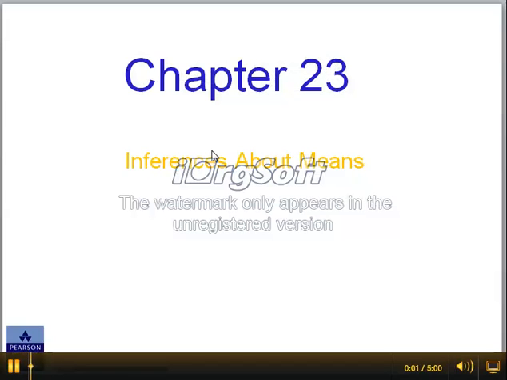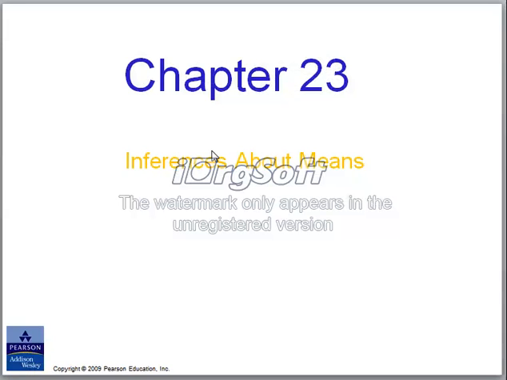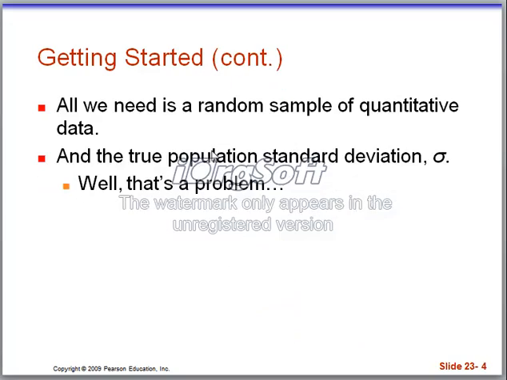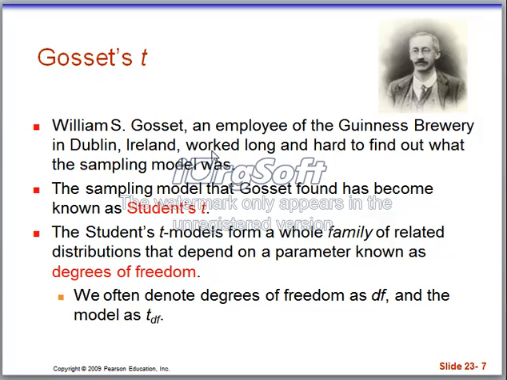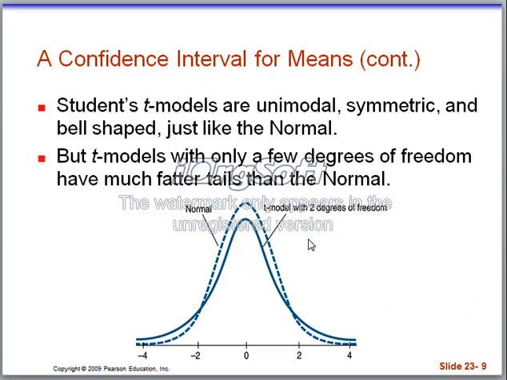This is chapter 23, Inferences about Means. And what we need to understand here is that we're going to be using a whole different distribution. We're going to be using the t-distribution designed by William Gossett. So the t-distribution is just like a normal.